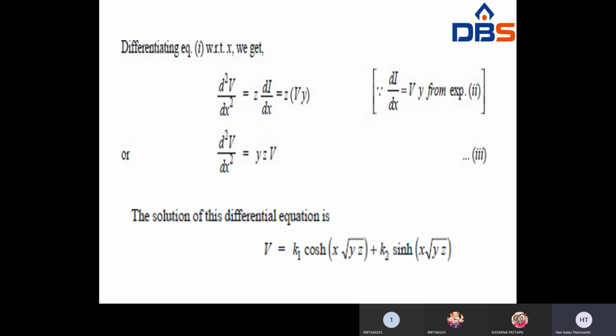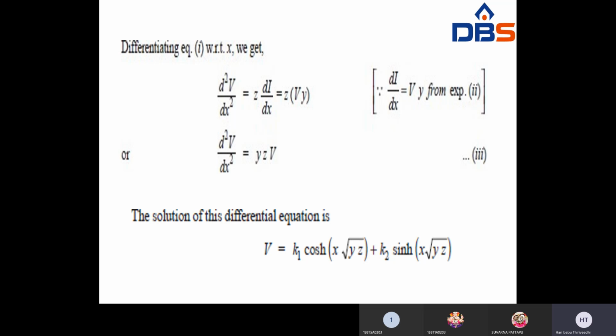Now, differentiating equation 1 with respect to x, that is dV by dx, we get d square V by dx square is equal to Z into dI by dx, Z being constant. What is dI by dx? From the second equation, that is VY. Therefore, d square V by dx square is equal to Z into VY, or YZV, right? So this looks like a differential equation. What is the solution of that? V is equal to K1 cosh x root YZ plus K2 sinh x root YZ, right?